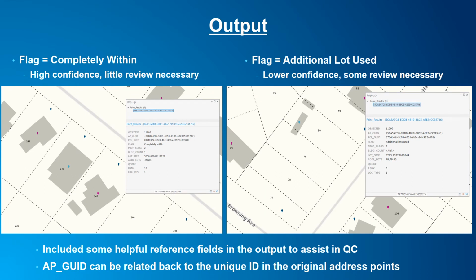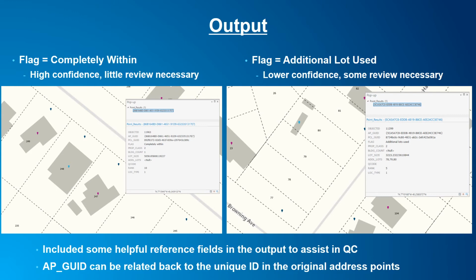So like I said, the output is a feature class with the updated point geometry and also a flag describing how the move was made. So you can see here on the left we have a flag that says completely within. So this is one of our flags that we have high confidence in, and really little review is needed because the building and the address, there's one address point and the building is completely within the parcel.